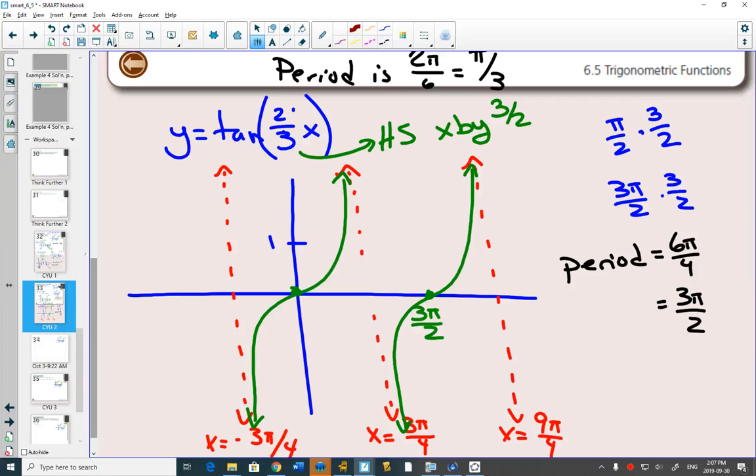We could also figure out our period by thinking, originally, my period of tan is pi. If I stretch it by multiplying x by 3 over 2, that original period of pi would get multiplied by 3 over 2, and I would get a new period of 3 pi over 2.